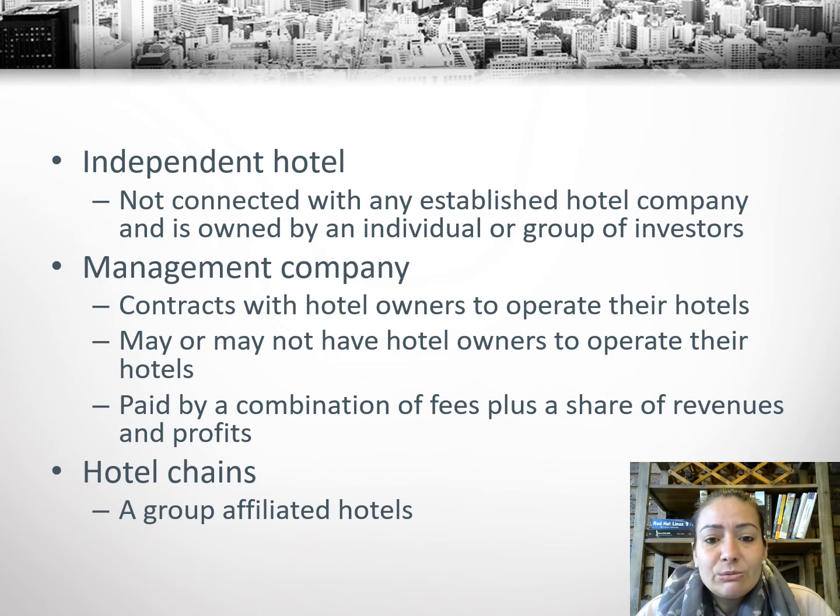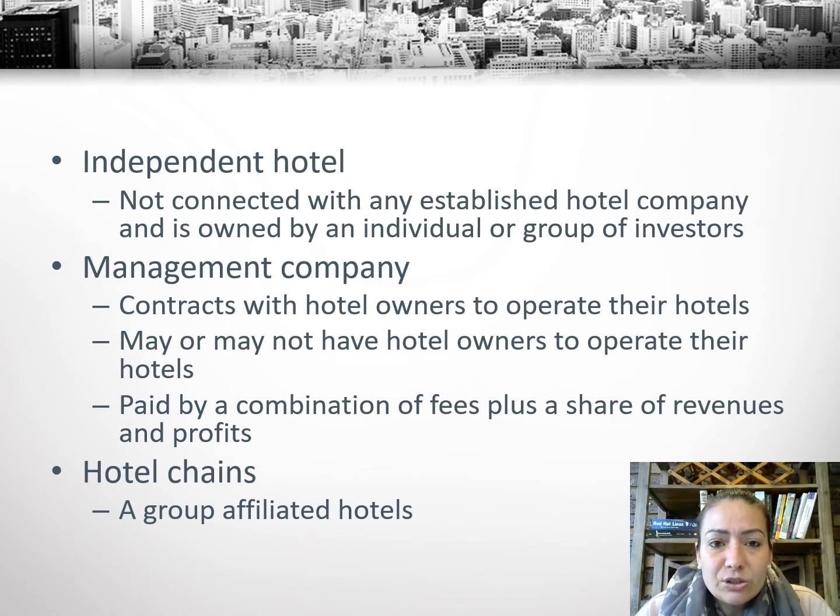As I've mentioned, a management company contracts with a hotel owner to operate the hotel. Okay, they basically sign a contract with the owner where they operate the hotel for the owner. They may or may not have hotel owners to operate the hotel, and they're basically paid by a combination of fees plus a share of revenues and profits. That's how they get paid. But we'll talk about the contract, the management contract, a little bit more in detail.